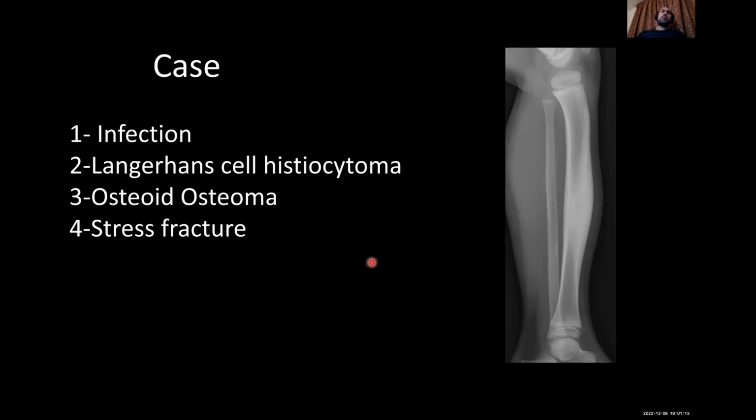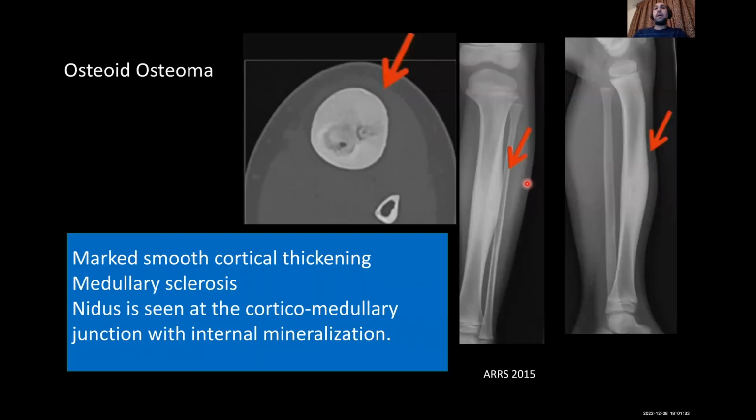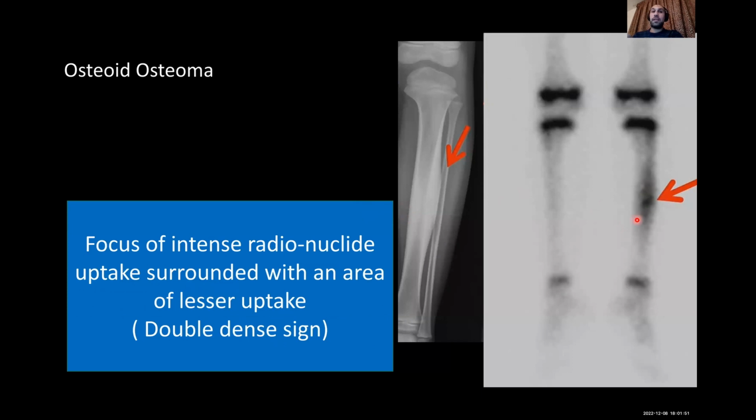Infection, Langerhans cell histiocytosis, osteoid osteoma, stress fracture? Okay, great. Osteoid osteoma: marked smooth cortical thickening, medullary sclerosis, a nidus seen at the corticomedullary junction with internal mineralization, and on bone scan the donut sign, or double density sign. This is the nidus.